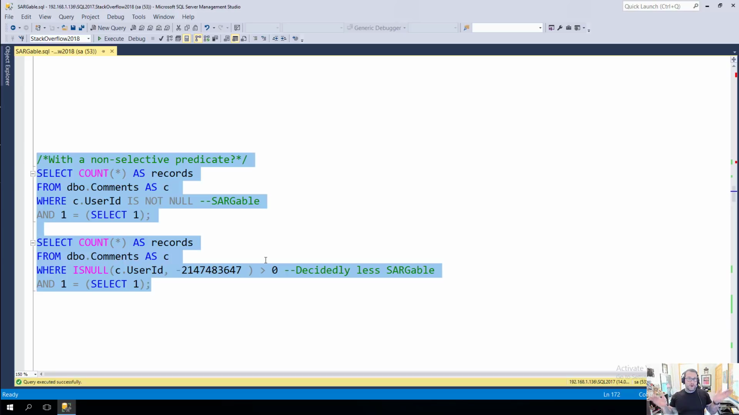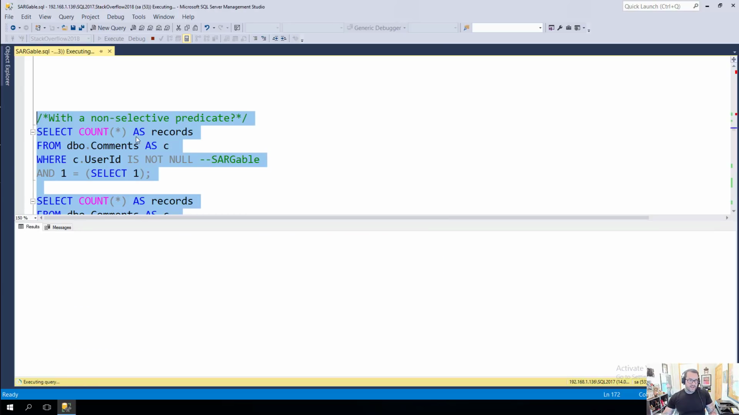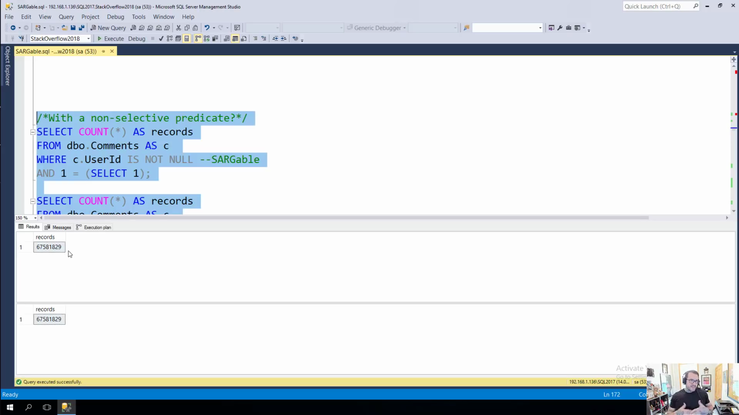Both of these queries returned a big chunk of that table. If we go and run these queries with non-selective predicates again, let me explain what I mean by non-selective. If you recall, we have about 68.3 million records in the table. These are returning 67.5 million each. That's most of the table. That's not a very selective, small number of rows from the table. That's the whole thing, plus or minus a million rows.